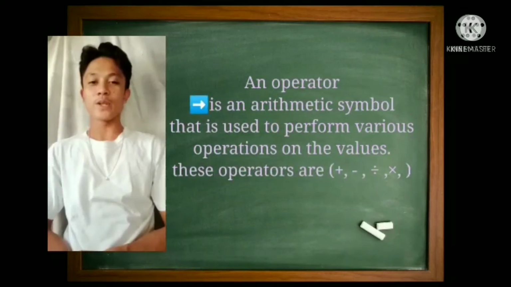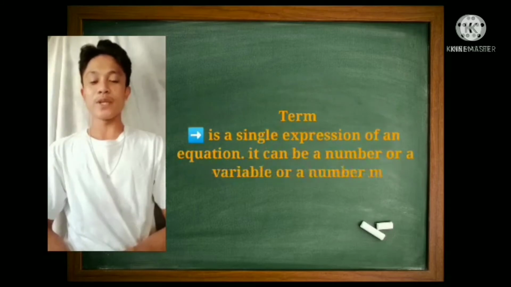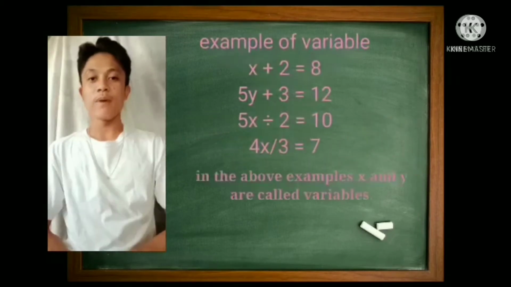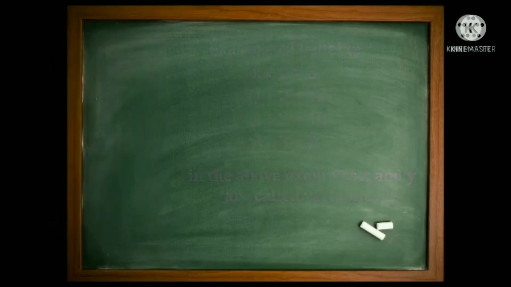An operator is an arithmetic symbol that is used to perform various operations. These operators are addition, subtraction, multiplication, and division. A term is a single expression of an equation. It can be a number, a variable, or a number multiplied by a variable. In the above example, x and y are the variables.